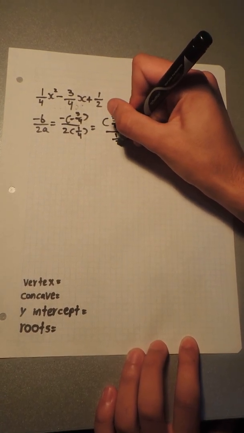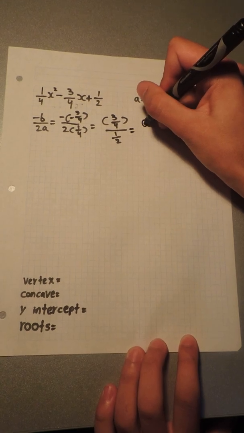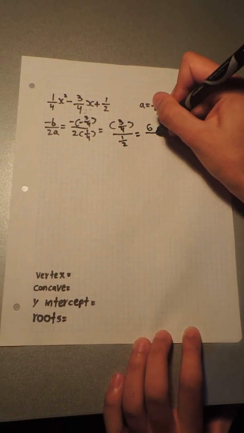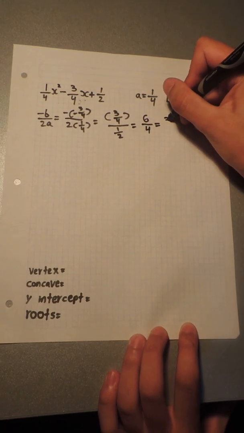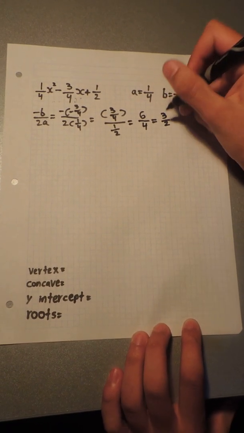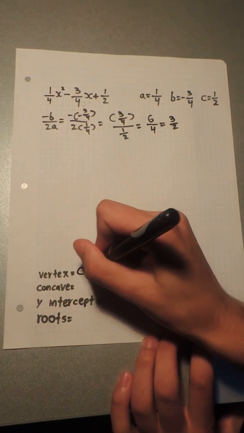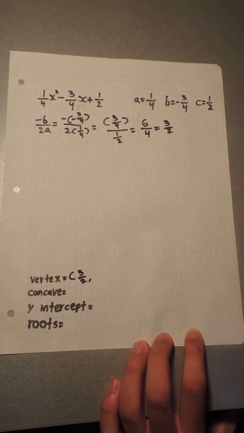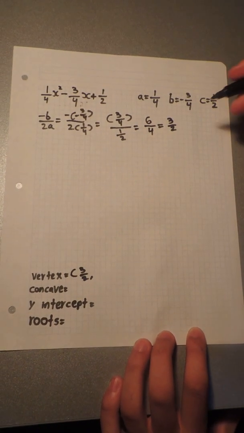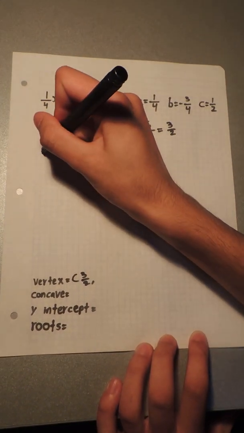simplify into 1/2. 3 times 2 equals 6, and 4 times 1 equals 4. And then we can simplify that into 3/2. So we have the first value of the vertex, which is 3/2. Now, since it is the x-coordinate of the vertex, we will now substitute it in here.